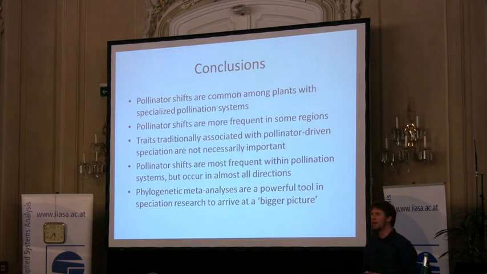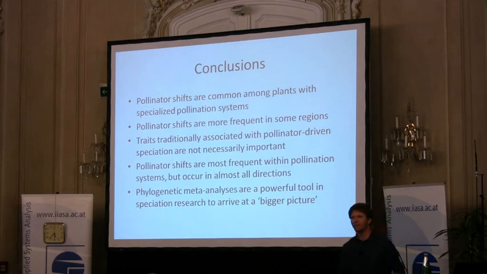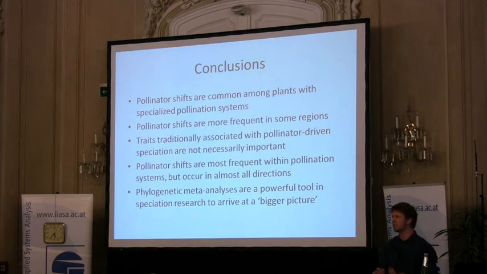So to conclude, pollinator shifts are very common among plants with specialized pollination systems, which is obviously a bias in my data set. Pollinator shifts are more frequent in certain regions, such as Australasia and Southern Africa. The traits that have been traditionally associated with pollinator-driven speciation, such as nectar spurs or zygomorphic flowers, appear to be not so important. And pollinator shifts are most common within pollination systems, but otherwise are possible in almost any direction. And finally, I'd like to conclude by saying that phylogenetic meta-analyses are a powerful tool to obtain a bigger picture in speciation research. Thank you.